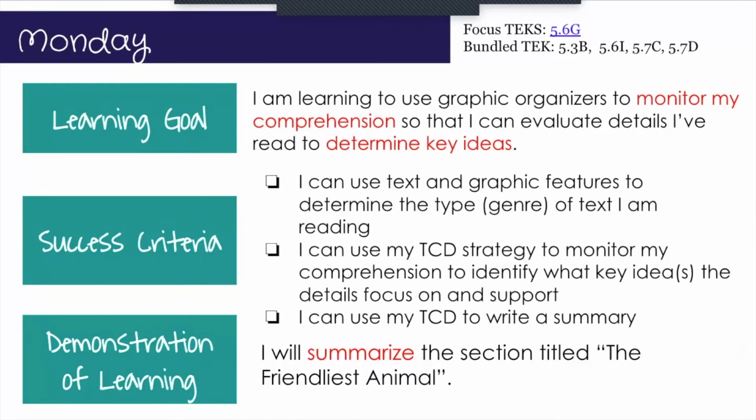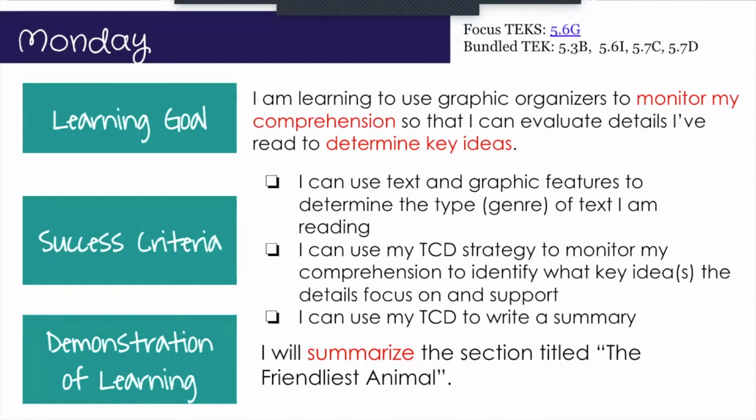All right, boys and girls, let's look ahead at today's learning goal. Today, we are learning to use our graphic organizers to monitor our comprehension so that I can evaluate details I've read to determine key ideas.